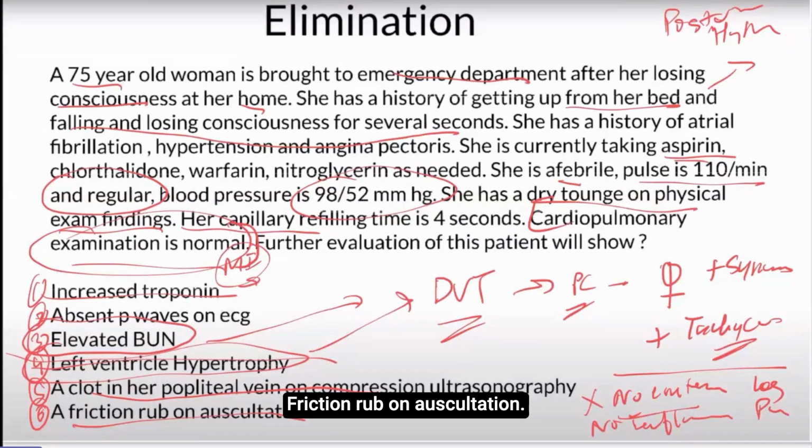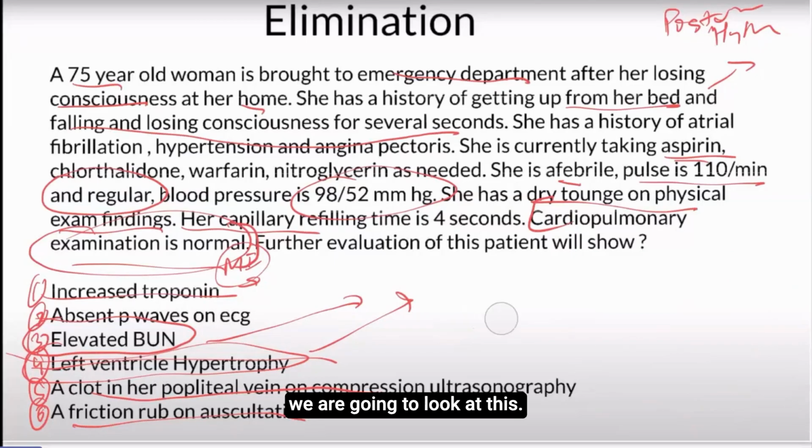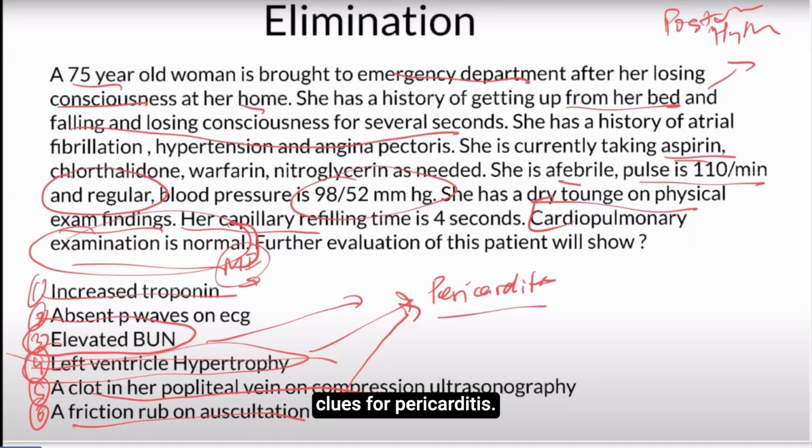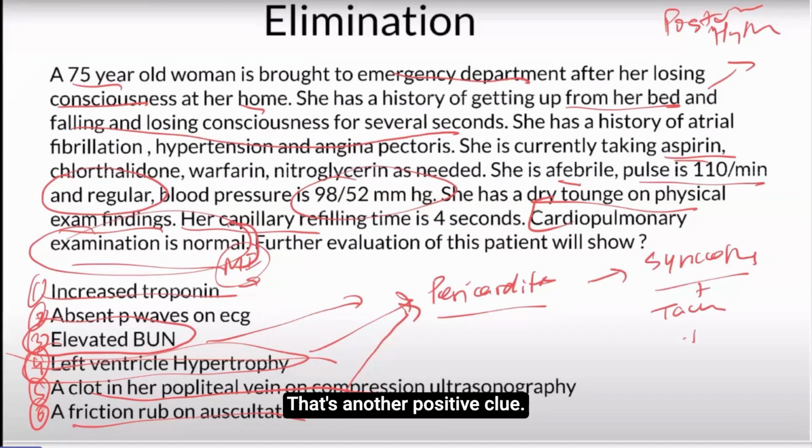Friction rub on auscultation, that's our final choice. And we are going to look at this. So let's look at friction rub. A friction rub is caused by pericarditis. Okay. Let's look at the positive clues for pericarditis. So pericarditis, if it gets really severe, can cause a syncope, can cause tachycardia. That's another positive clue.